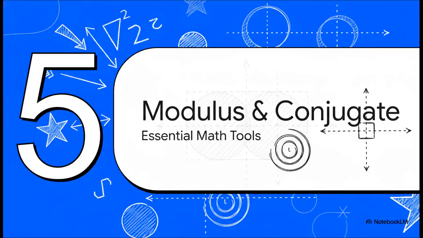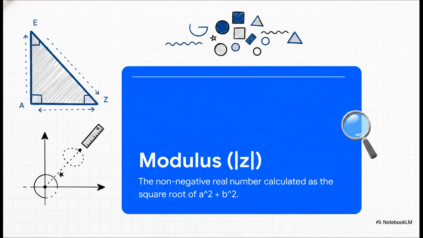Okay, Section 5, Modulus and Conjugate, Essential Tools. So, the first essential tool in our belt is the modulus, denoted by those absolute value bars you see around the z. For z equals a plus ib, the modulus is simply the square root of a squared plus b squared. If you're sitting there thinking this looks an awful lot like the Pythagorean theorem, you hit the nail on the head. The modulus acts exactly like measuring a distance. It takes the real and imaginary parts and gives us a concrete non-negative magnitude, basically a measure of how big the complex number is overall.